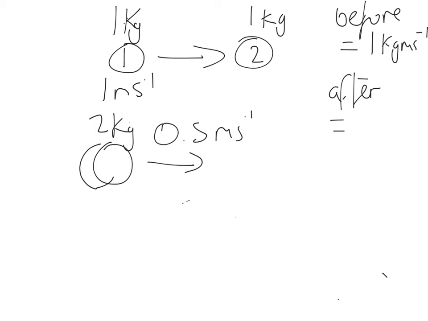So let's look at the momentum after then. Well, momentum after is still mass times velocity. So 2 kilograms times 0.5 is 1 kilogram meters per second. And we're happy. Momentum has been conserved. So as we suggested, in an inelastic collision momentum should be conserved, and it is in this case without too much difficulty. But what happens when we look at kinetic energy now?